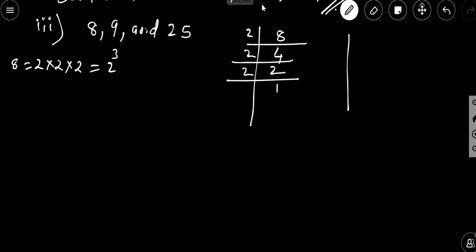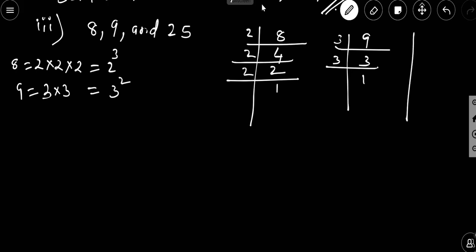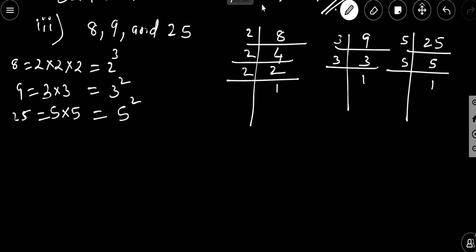Next, 9 I will write 9. So 3 3s are, 3 1s are. Okay. So 9 is equal to 3 into 3 is equal to 3 to the power of 2. Next, 25. Okay. So 5 5s are, again 5 1s are. Okay. So 25, how do I write? 5 into 5. Okay. So that is 5 to the power of 2.